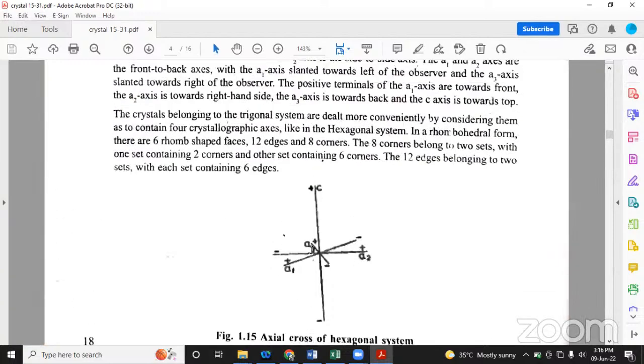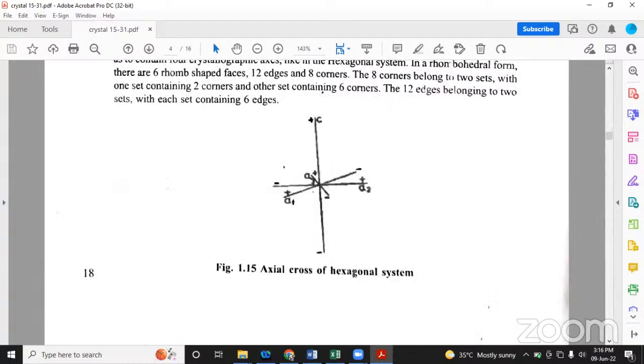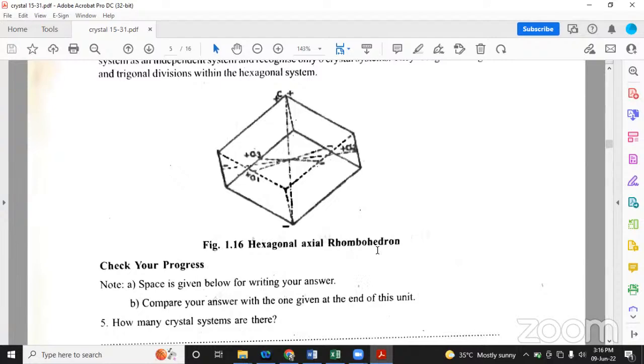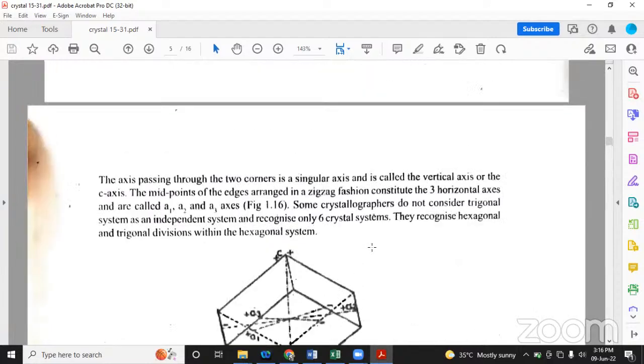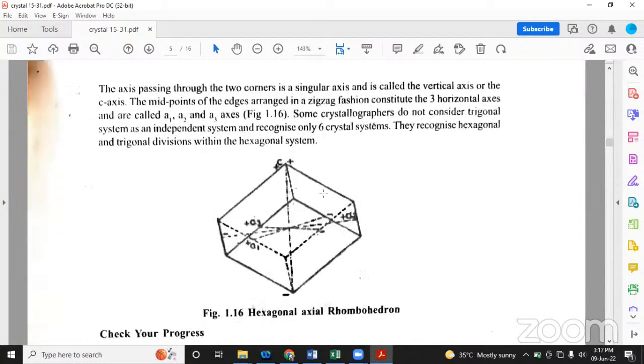This hexagonal system figure is here. This is a hexagonal system. One is rhombohedral, another is trigonal. These 2 types are there. There are 7 classes, and one is 5 classes. This trigonal has 5 classes. This is 7 classes.